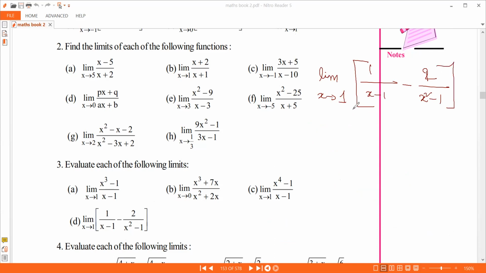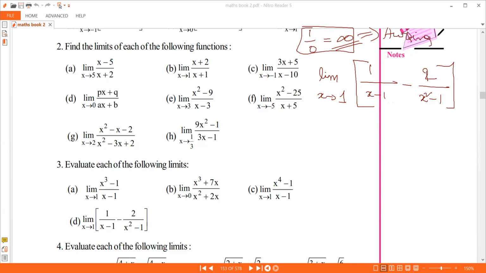Now we have to find the limit. When you put x equal to 1, here you are getting 1 by 0. 1 by 0 is not defined, not infinity. So this limit is not defined. Now, there is a hurting term; it's not defined like this, and there is a hurting term. Please remember.